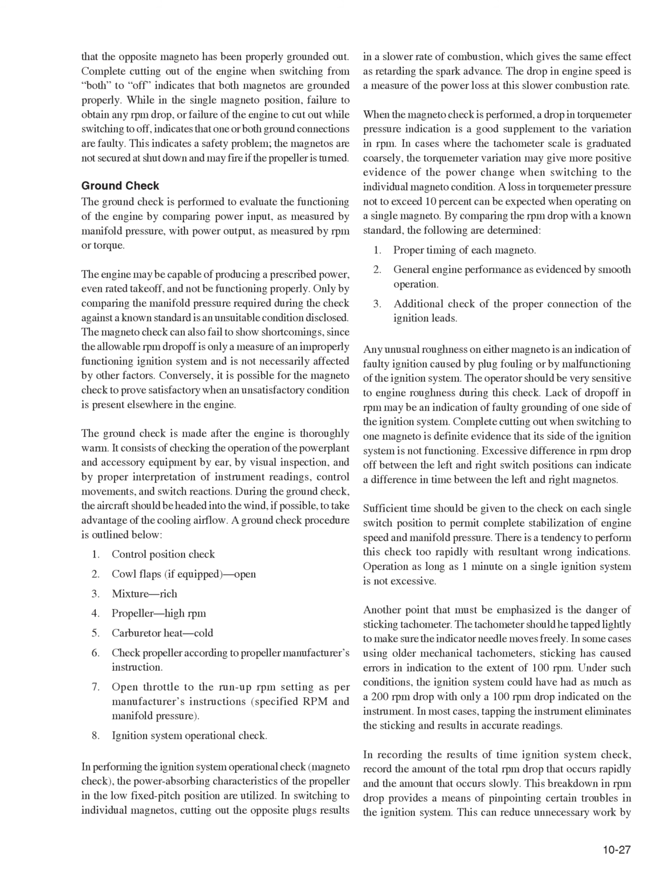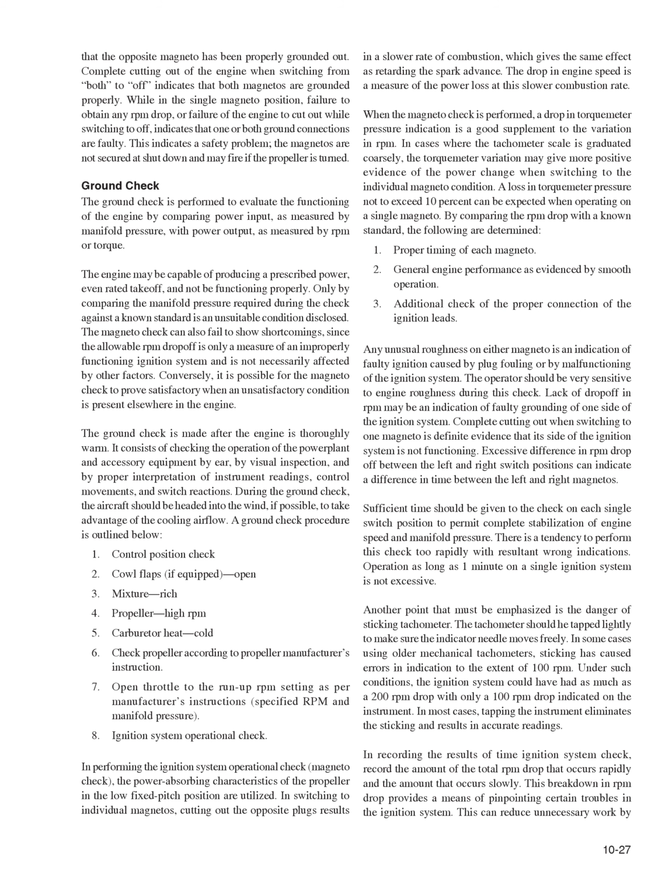Ground check. The ground check is performed to evaluate the functioning of the engine by comparing power input, as measured by manifold pressure, with power output, as measured by RPM or torque. The engine may be capable of producing a prescribed power, even rated takeoff, and not be functioning properly. Only by comparing the manifold pressure required during the check against a known standard is an unsuitable condition disclosed.